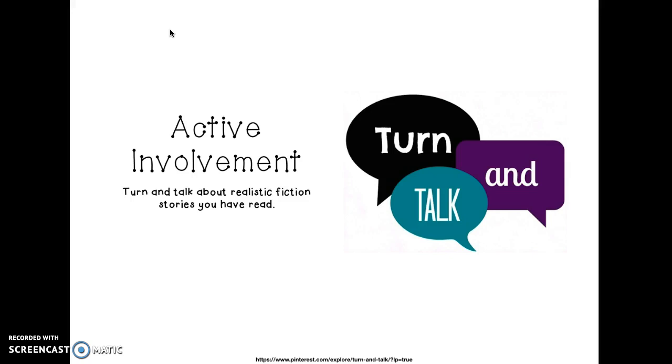So using Junie B. Jones as an example of a realistic fiction story, turn and talk to your neighbor about other examples of realistic fiction.